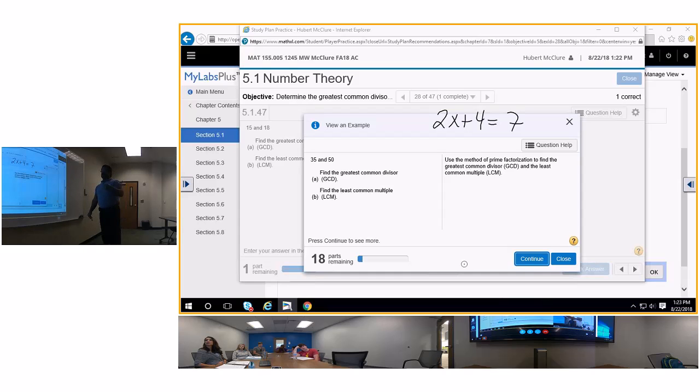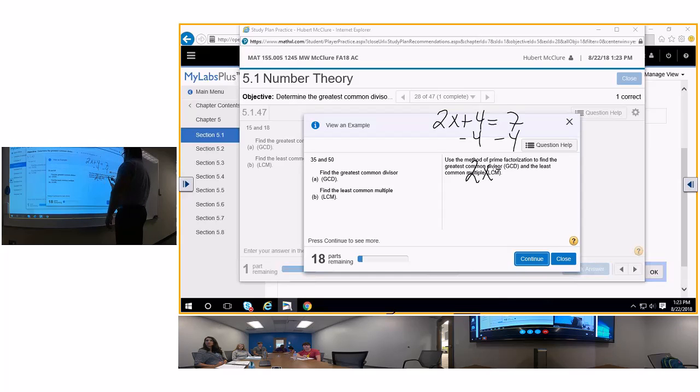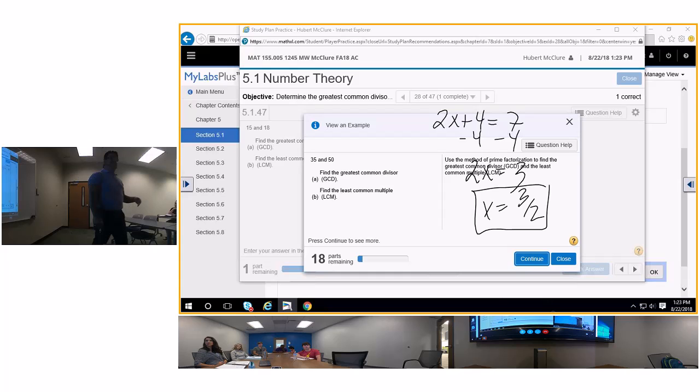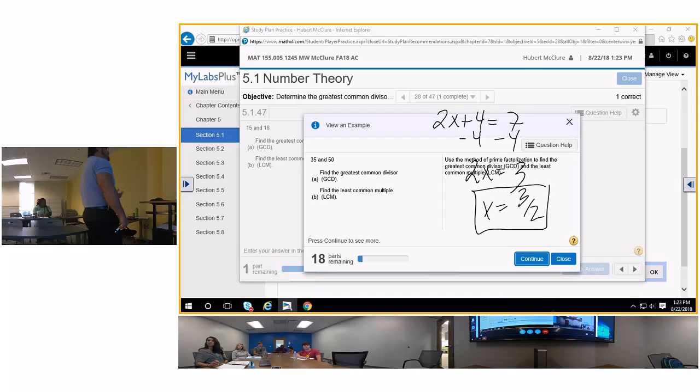All right. The first one said, okay, what is this? This is a variable. How do you get rid of a positive 4? Okay, this is what view an example does. Minus 4, 2x is equal to 3, x is equal to 3 halves. What did I do there? I just solved it and I didn't ask any questions. That's the difference between help me solve this and view an example.